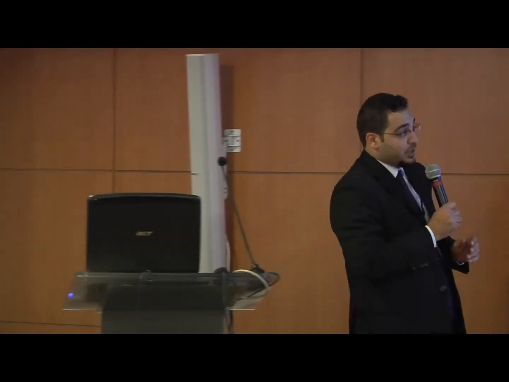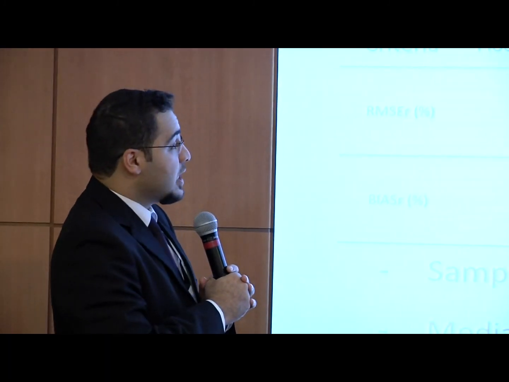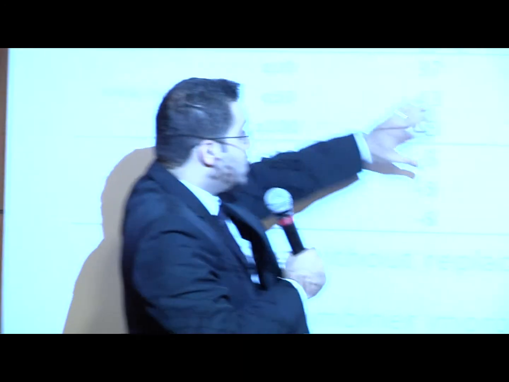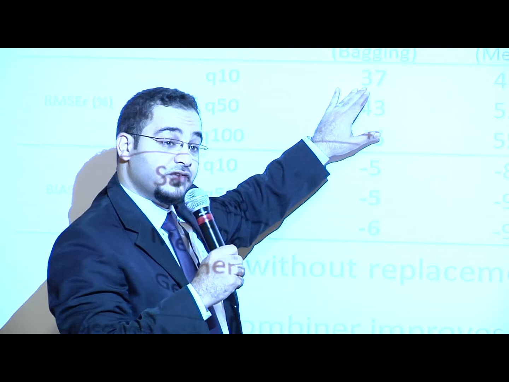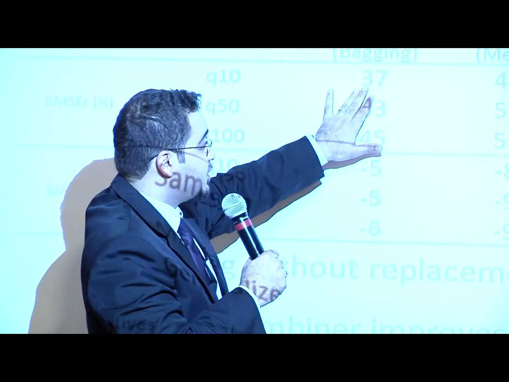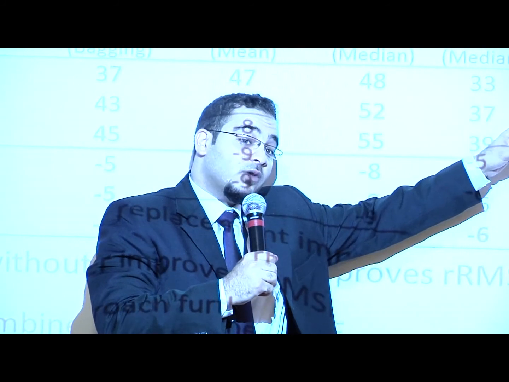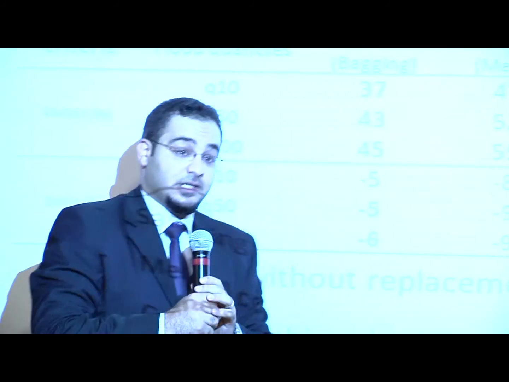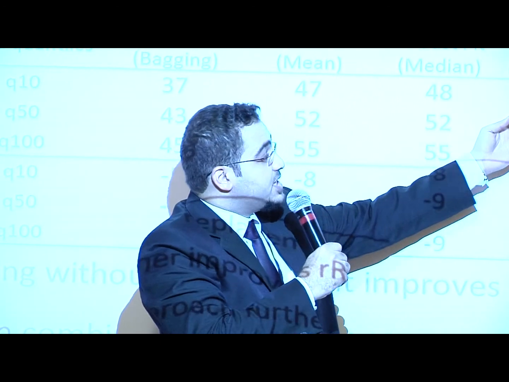Here you can see a summary of our achieved relative root mean square errors. The benchmark starts at the quantile of a return period of 10 years at 37%, but here we went down 5%, which is a really good improvement. Before the generalized ensemble, it was 33%.